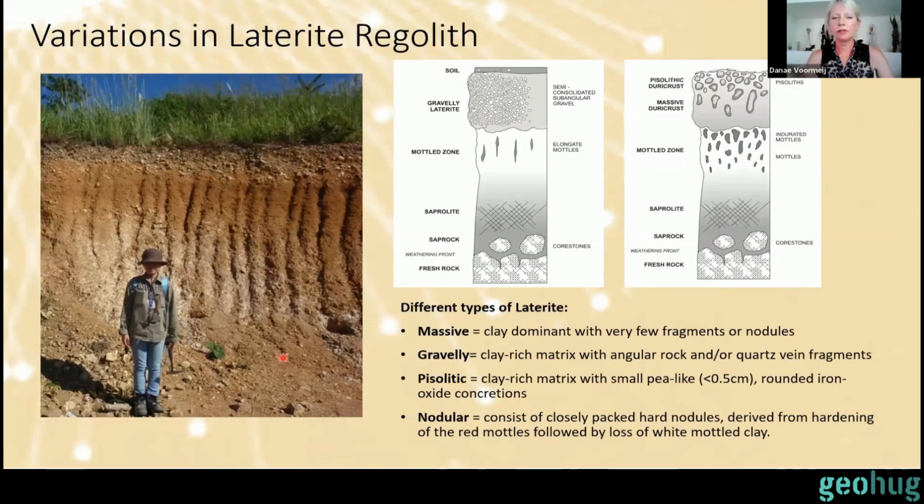Okay, so this is like your alphabet now. Now that you know your zones of the laterite regolith, now we can get into the real good action. Keep in mind that there are many variations in laterite regolith. You can have zones that are omitted, you can have zones that are repeated. You can have gravelly laterite, you can have a massive laterite, you can have massive Duricrust, which we'll talk about next. Yes, you can have different types of laterite.